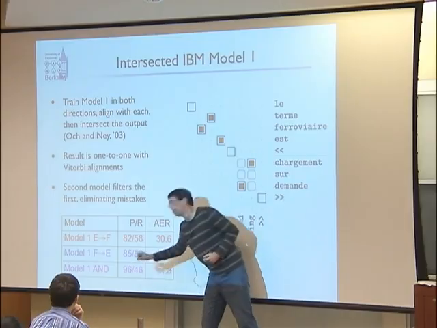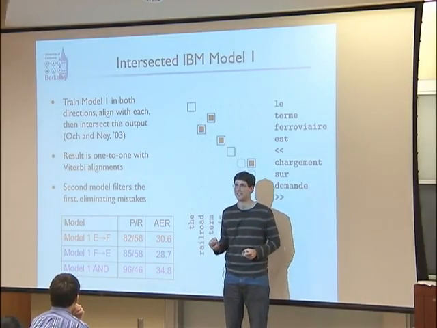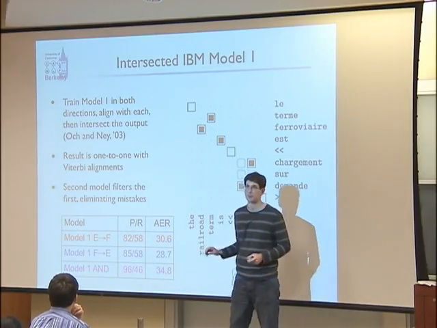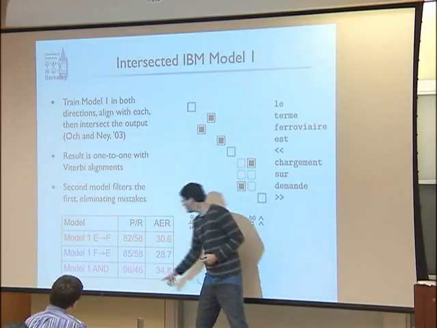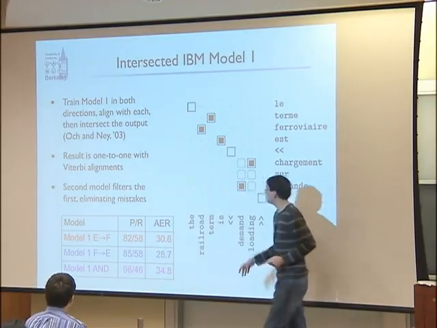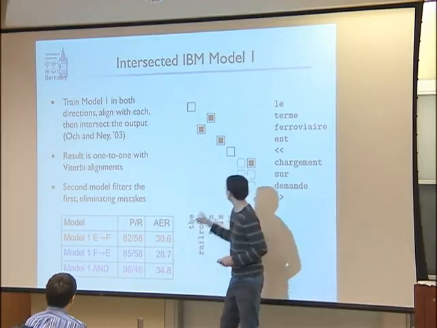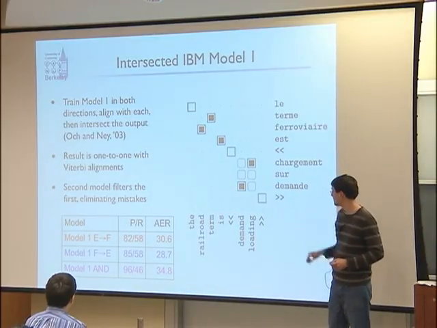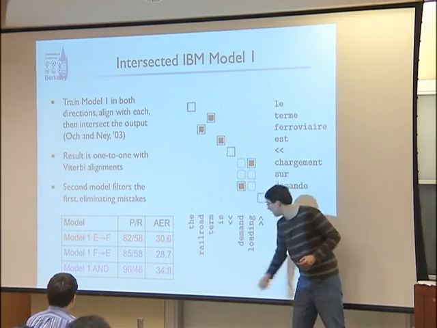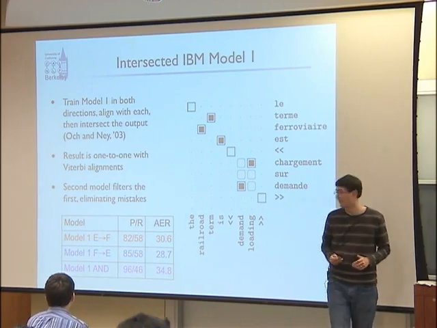This is actually over-exaggerated. There's something a little bit funny with this data set. This is the Hansard's corpus, for those of you who care. But the point is that you can do pretty well with this intersected Model 1, but you lose a lot of recall. So we're not really getting a full alignment. We're missing some stuff. So now our AER is 34.8.